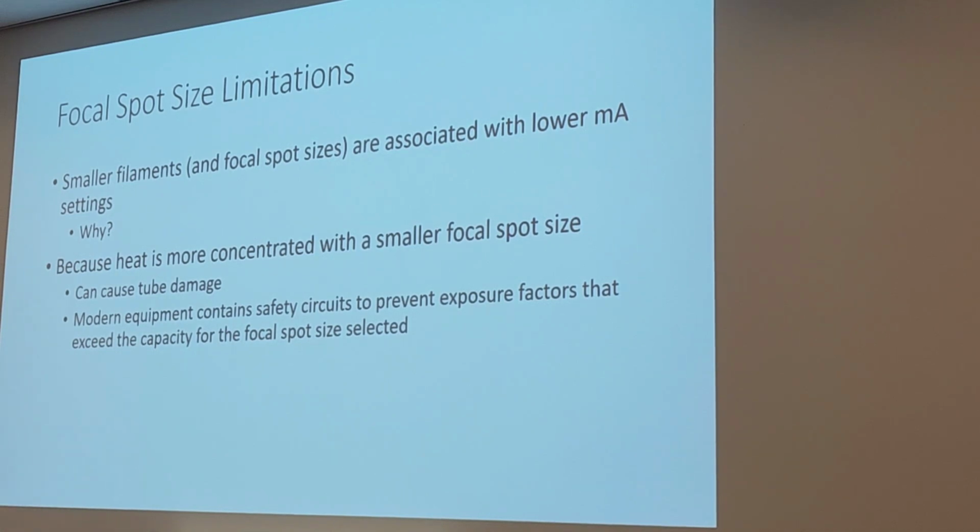Correct. So if you're doing a chest, chest is usually going to be maybe like 2-3 mass. So a small focal spot size should be okay. Abdomen, pelvis, right? 40 mass. Definitely want to use a larger focal spot. Does that automatically change? So yes, usually the machine will be automatically programmed to select the proper focal spot.